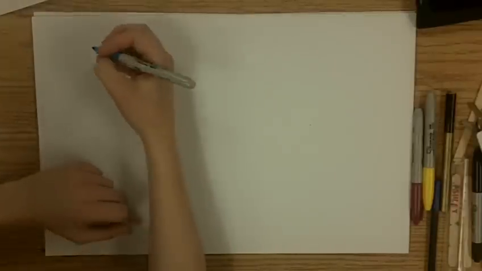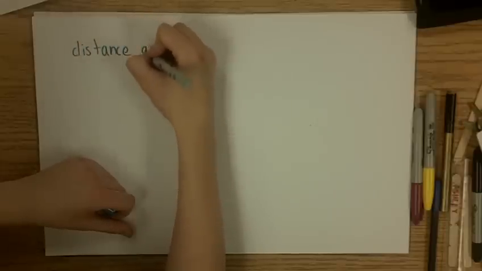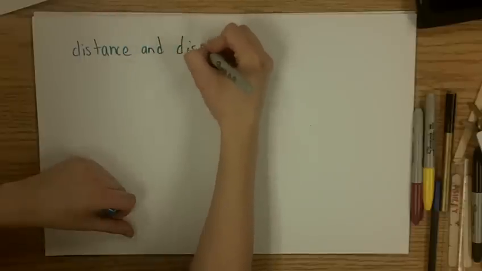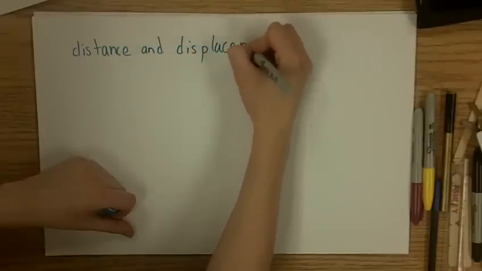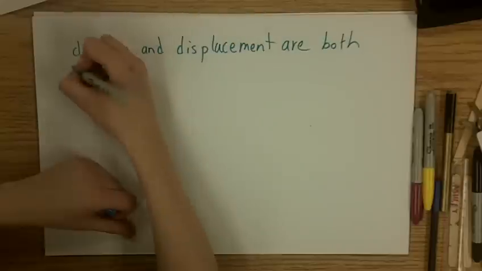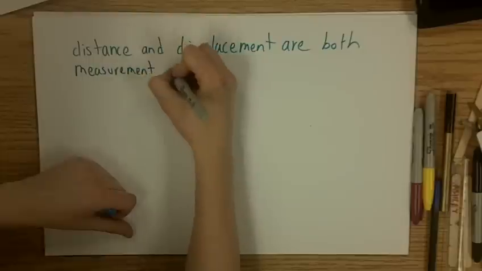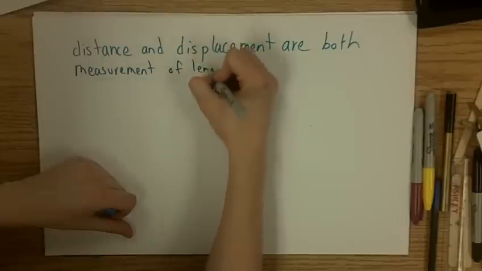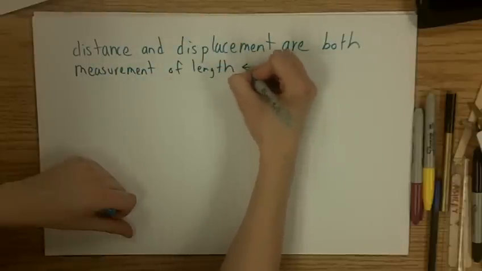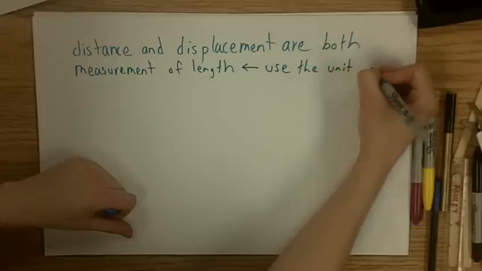Distance and displacement are both measurements of length. They use the unit meters.